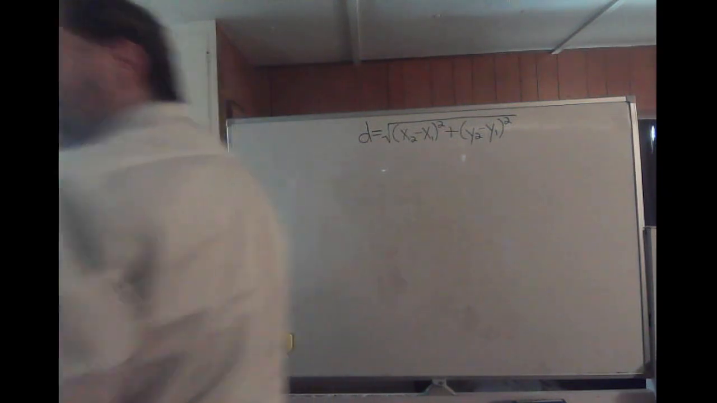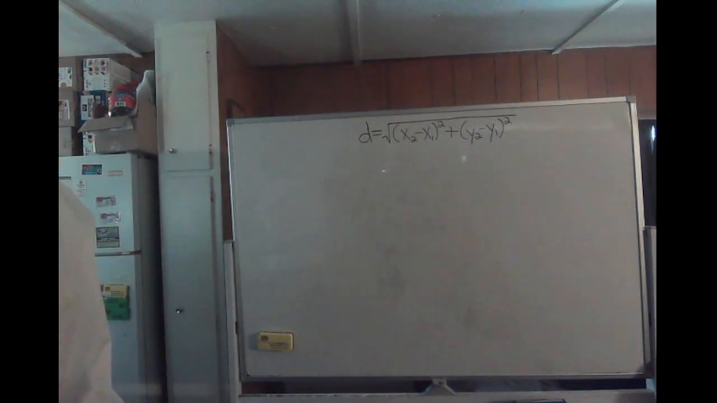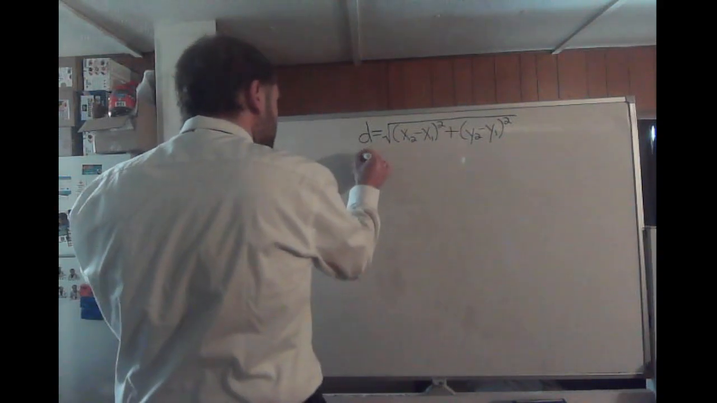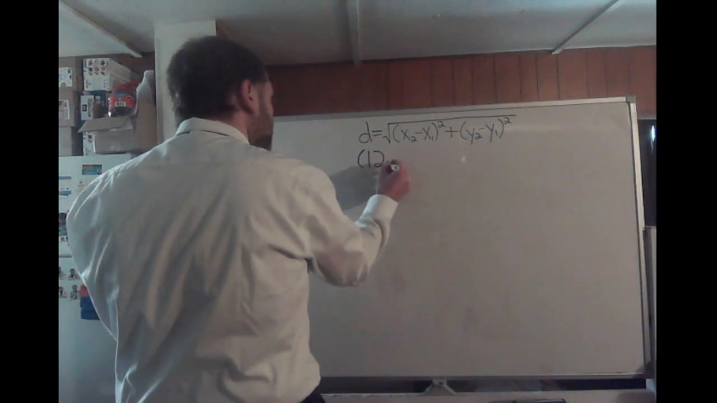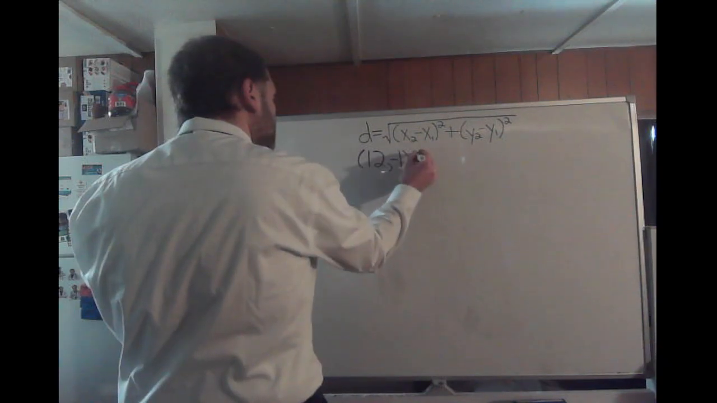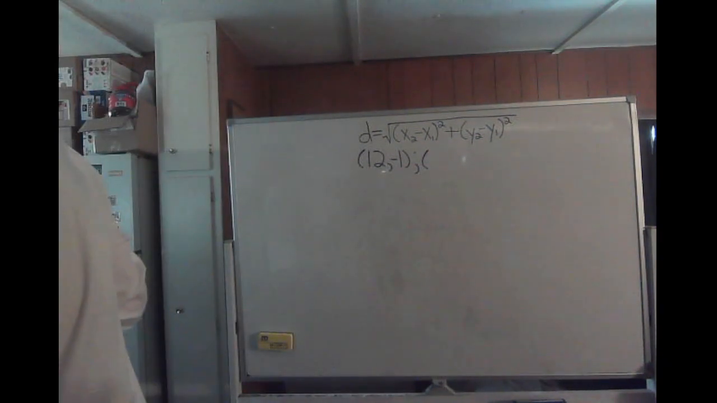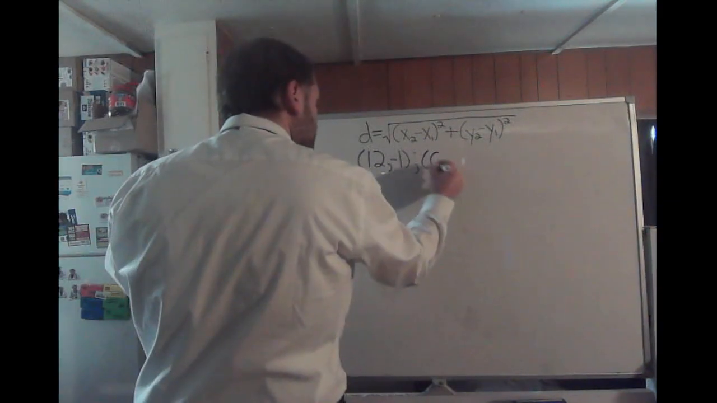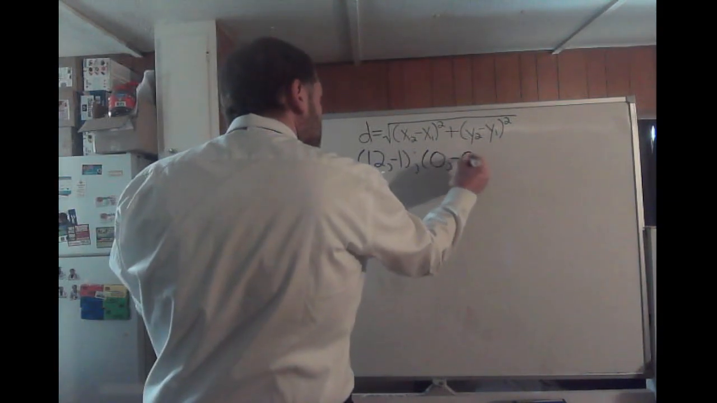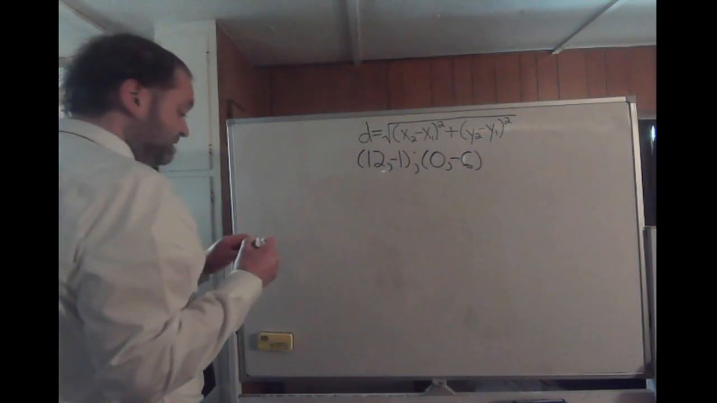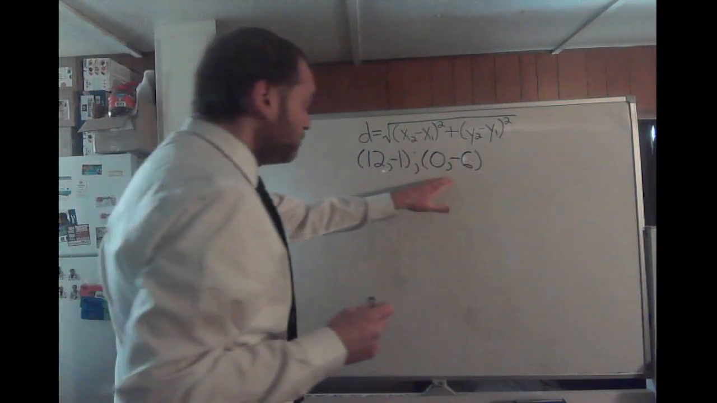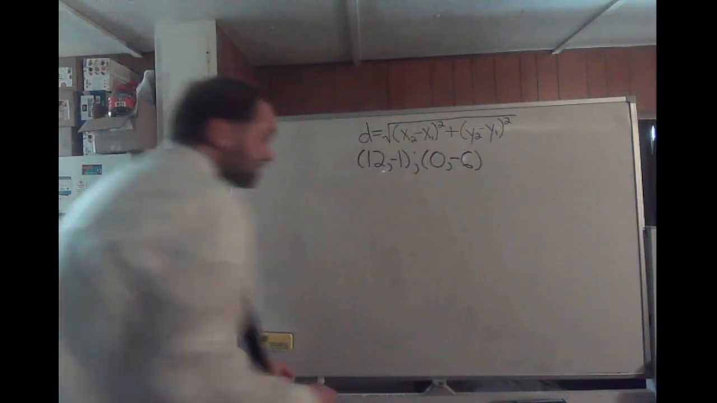Alright, what points do they come up with here? We got the points 12, negative 1, and then 0, negative 6. So we have to find the distance between the points 12, negative 1 and 0, negative 6.